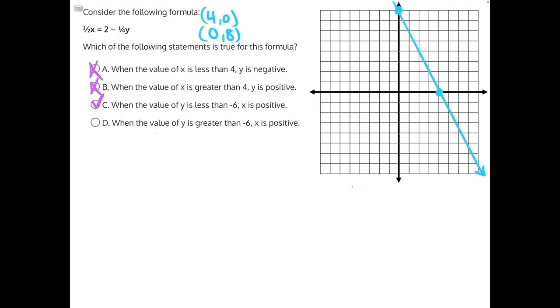But let's see why D is incorrect. D says when the value of y is greater than -6, x is positive. So we'll plot our point again at -6. And we will go in the greater than direction, the positive y direction. And all of these x values should be positive. All of them are positive for a time, but we do cross the y-axis and enter onto the left side of the coordinate plane where the x values will all become negative. So that means this answer is only partially correct, making it incorrect and making C our correct answer.